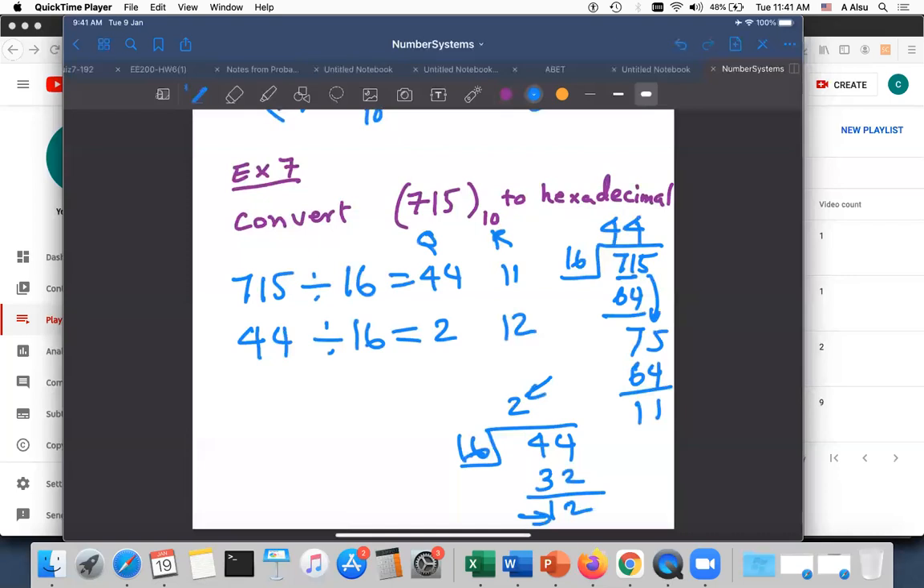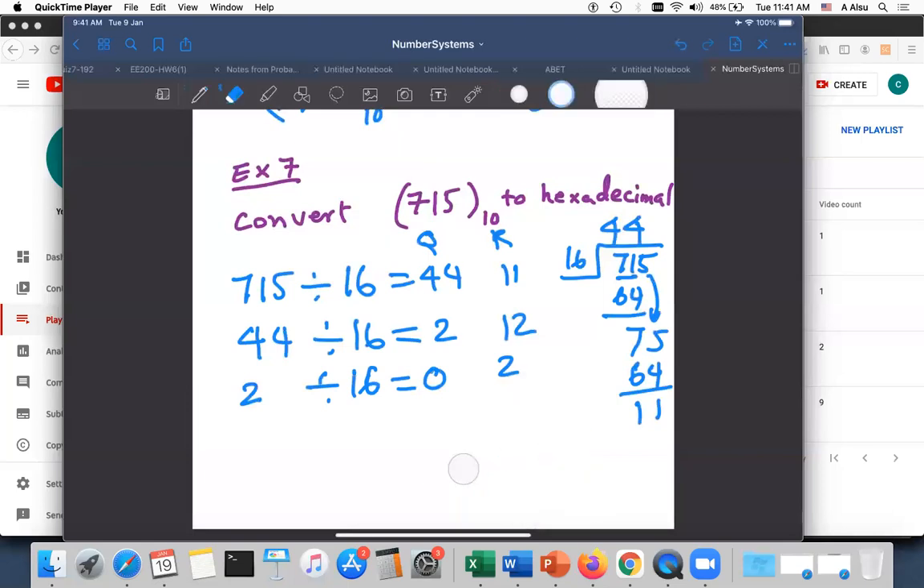Now we take the 2 and divide it by 16. How many 16s in 2? 0. And so the remainder is the number itself, so it's 2. That's a fun fact. I really advise you to review your division. Go back to elementary school and review it. It's worth doing that.